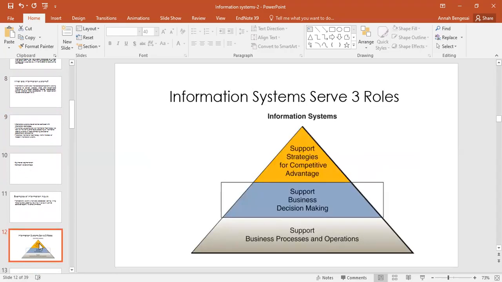Within an organization, information systems can serve three roles. The first role is to support business processes, which I think I have explained when we defined what information systems are. They can also be used to support decision making or to support strategies for competitive advantage. All right, let's give an example of how information systems can be used to support decision making.